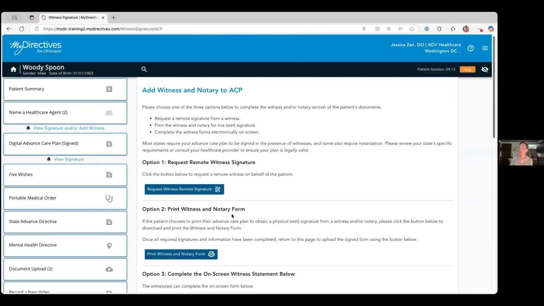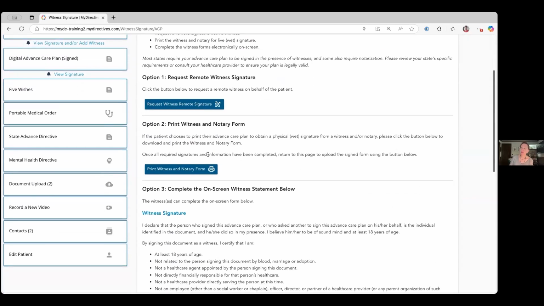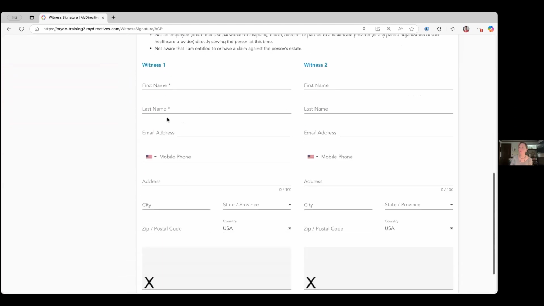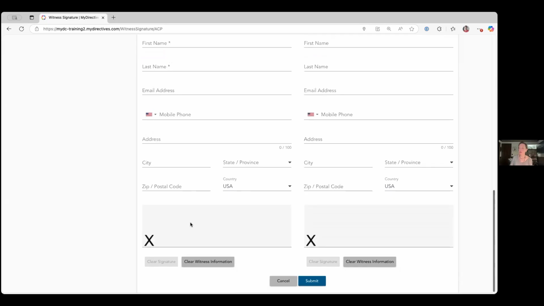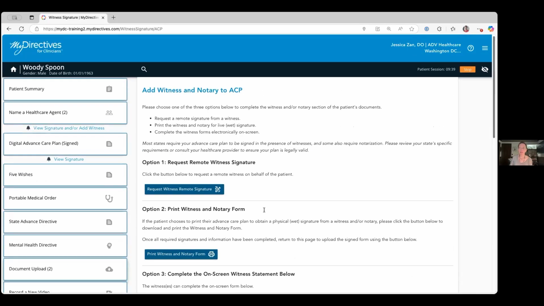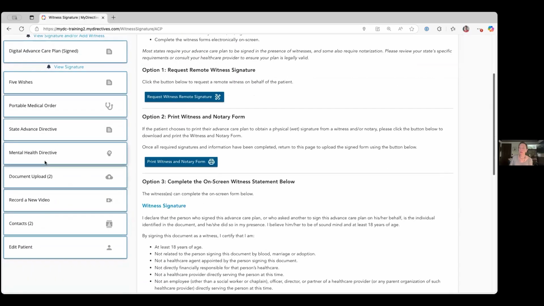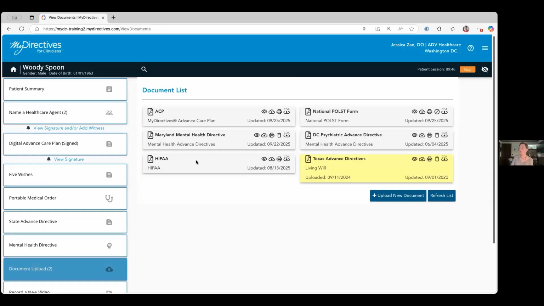So if I wanted to add the witness, the other thing that we have is, for some reason, some states, not all states, but some states, require a wet signature for these documents. Never ideal, but we don't want to make that something that people can't work through. So we do have also the potential to print the witness form, and if a notary is needed, that's also included on there. And then we would fill out Sally and Bob, they would sign, submit, and that ACP would then be completed.